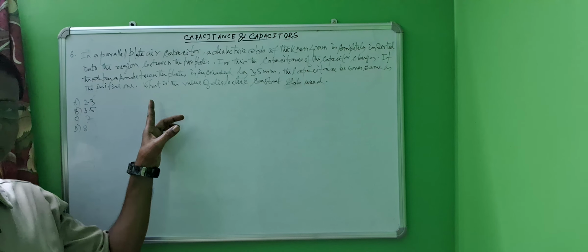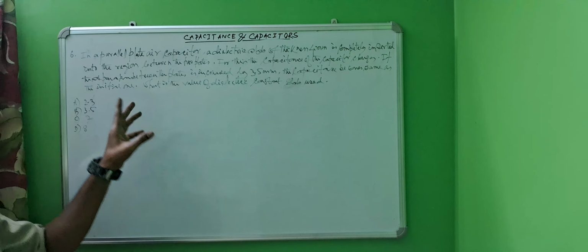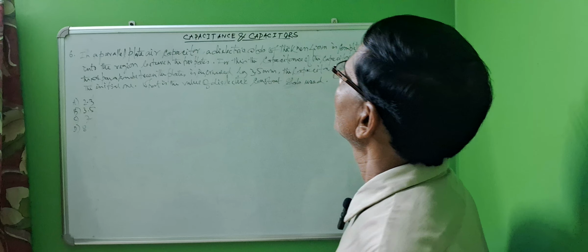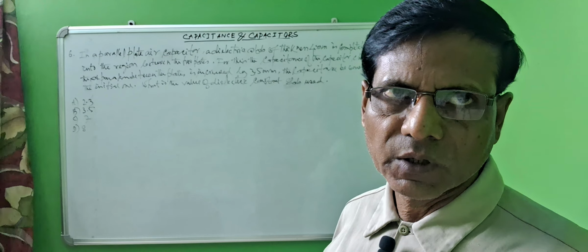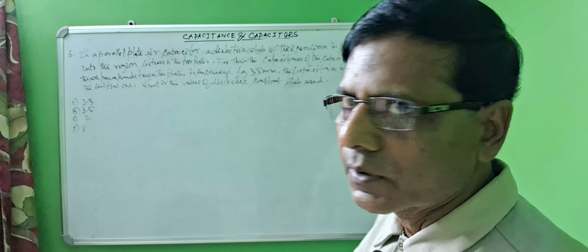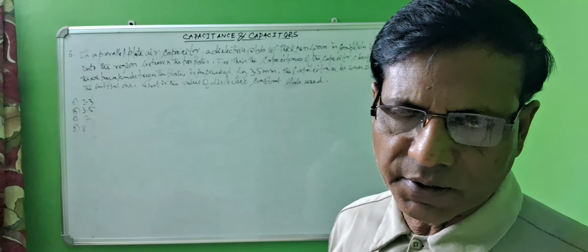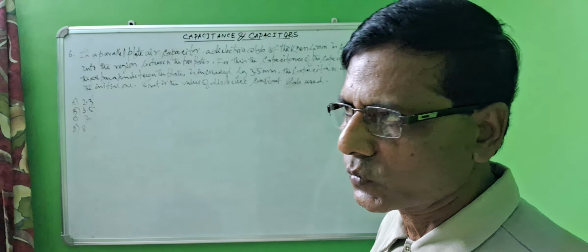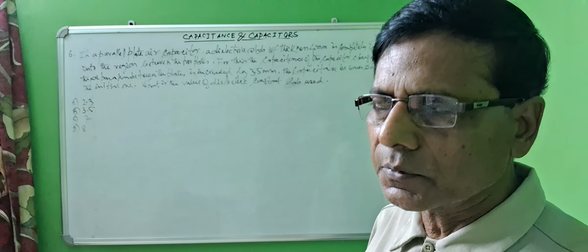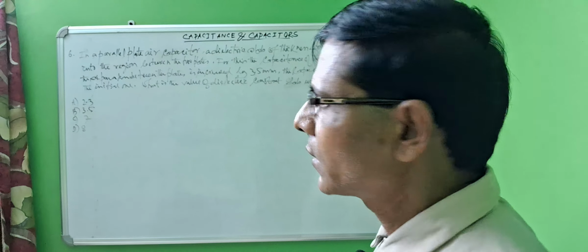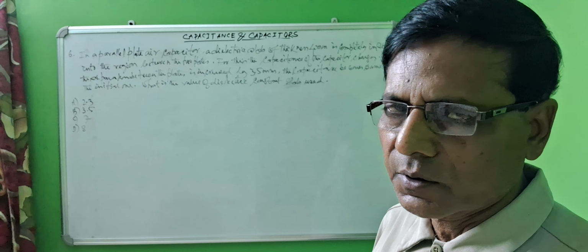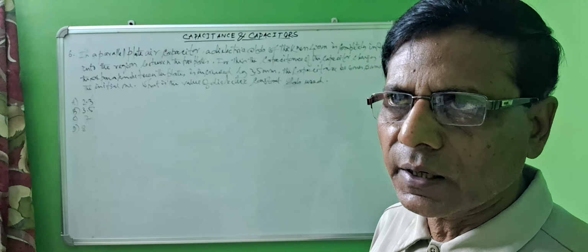This problem is a parallel plate capacitor. A dielectric slab is inserted into the capacitor. We know that when a dielectric slab is inserted totally or partly, the capacitance of the capacitor increases in comparison to the air capacitor.